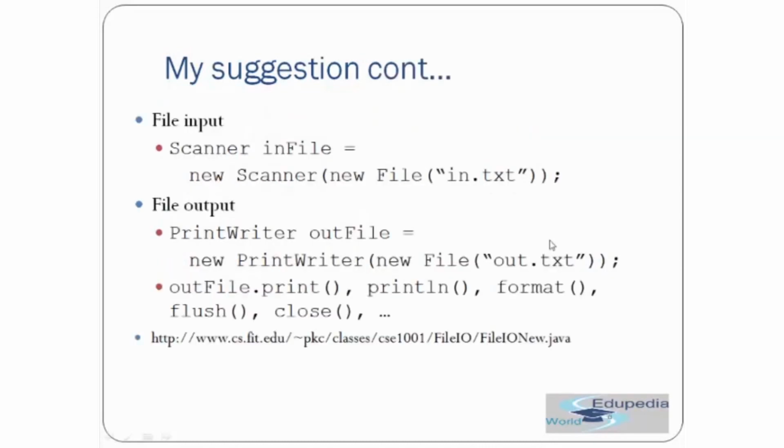Okay, and you see the file input. We have Scanner inFile equals new Scanner, new File, input.txt. Then we have file output. So file output, PrintWriter outFile equals new PrintWriter, and new File again, where we pass out.txt. So you see the difference between Scanner and PrintWriter. Over here we have to do print or println or format, flush, close. These are the functions available with the PrintWriter. And to do a file input, you can do it with Scanner.